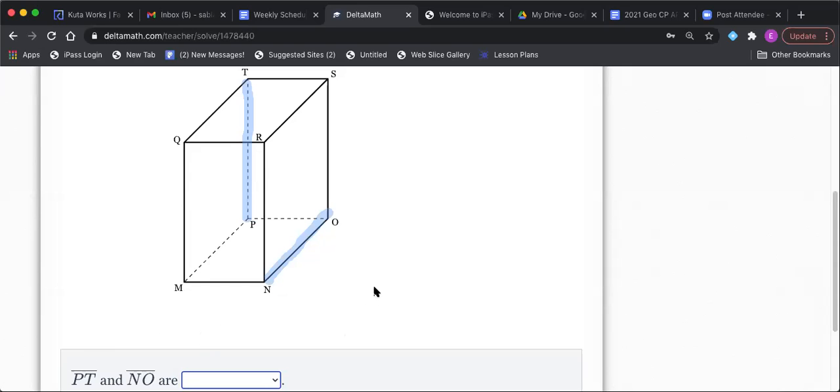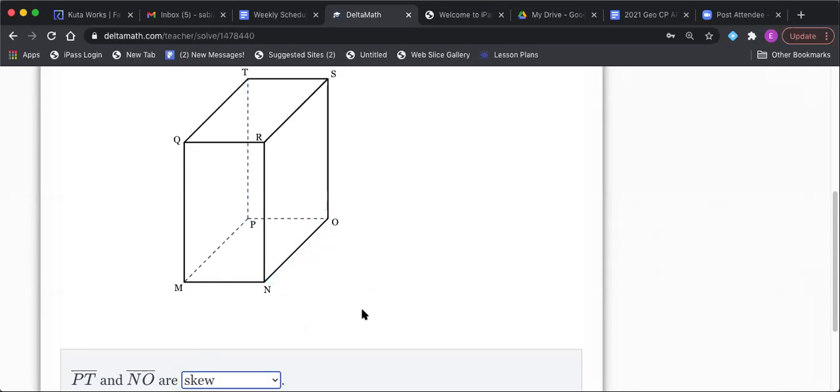Parallel, perpendicular, or skew? Perpendicular. Right, skew. Oh, I'm sorry, I misspoke. Oh, yeah, perpendicular is a choice, but skew is correct. By the way, when are you going to pick perpendicular?